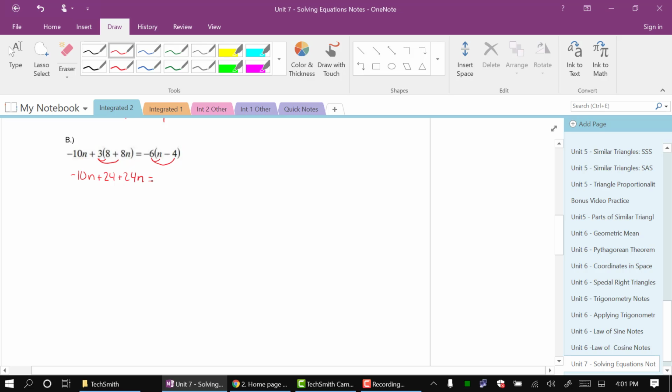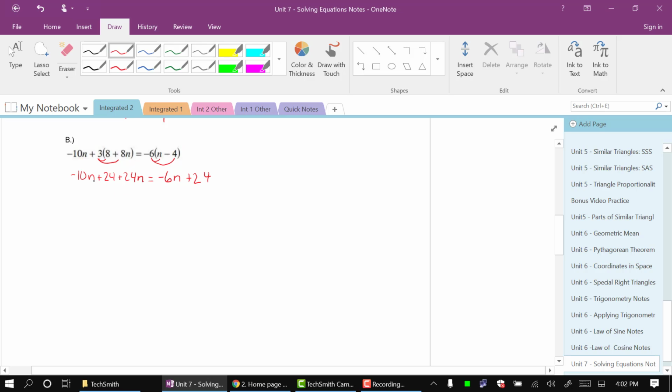24n equals -6 times n is -6n. -6 times -4 is +24. So I got rid of the parentheses. The parentheses are gone. Next, what I want to do is collect all my like terms together.